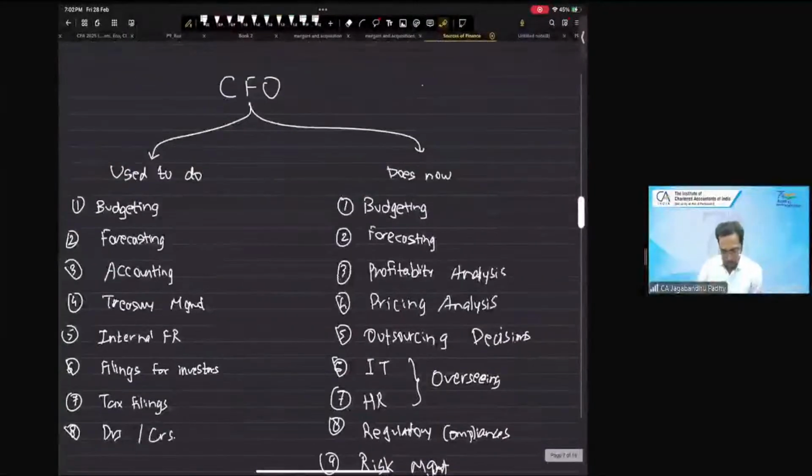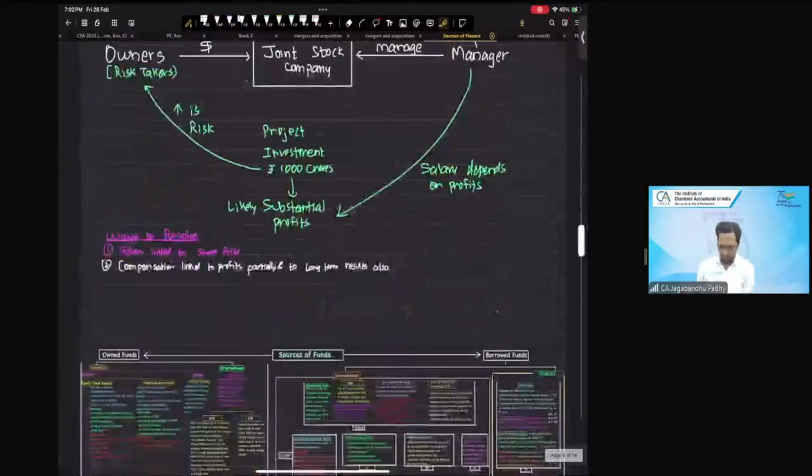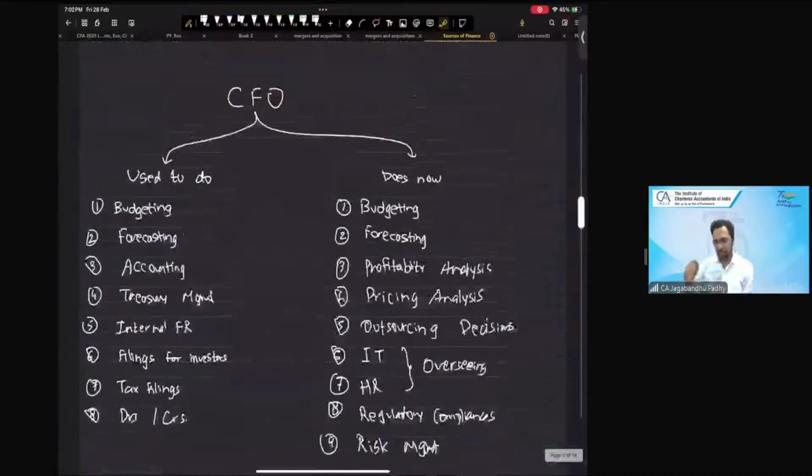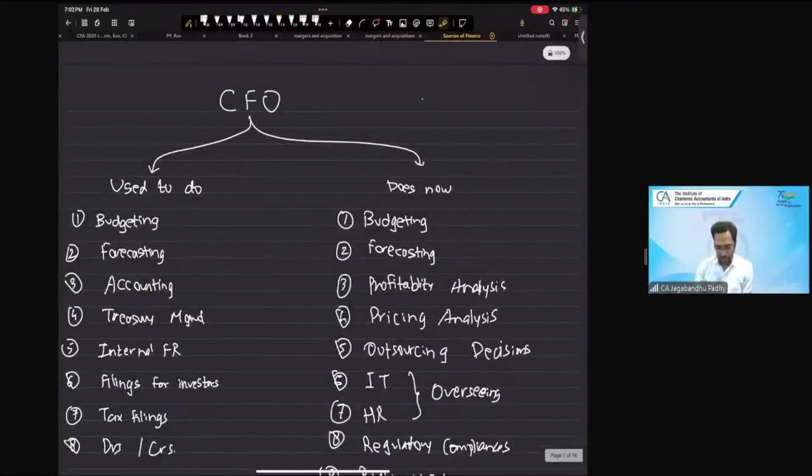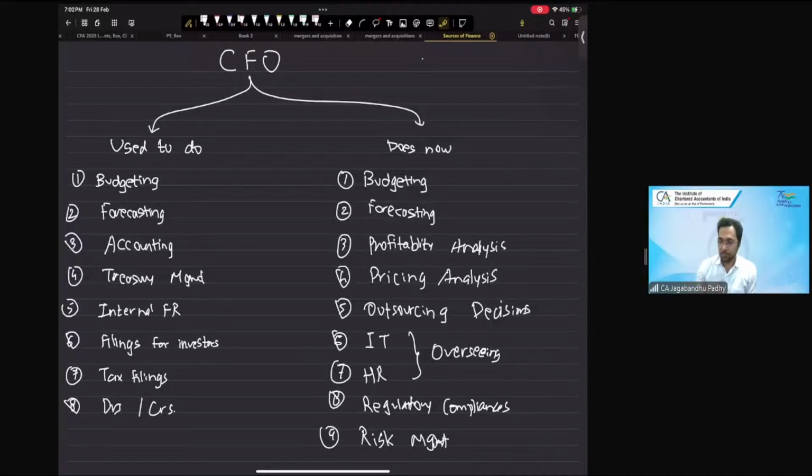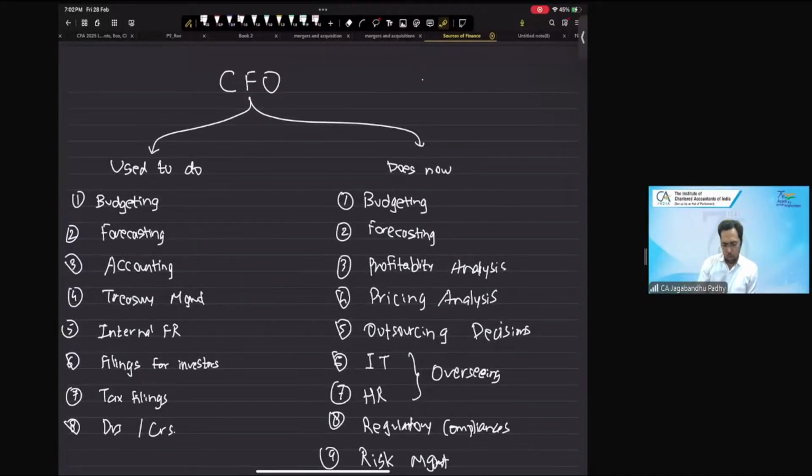Now, what are the activities that a CFO used to do and what does he do right now? Right now we have some very simple concepts, and then possibly we'll take a break and come back to understand the sources of finance. The CFO used to do budgeting, how much money needs to be spent in which area in the upcoming years, forecasting, accounting activity, treasury management, internal financial reporting, filings for investors, tax filings, and managing the debtors and creditors.